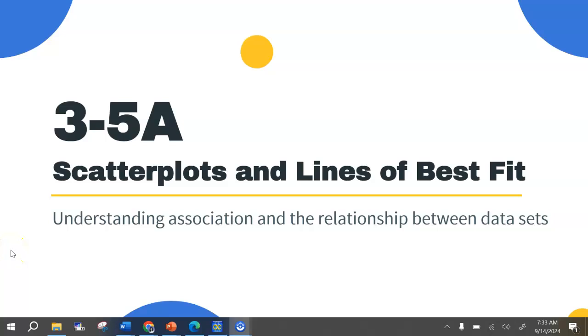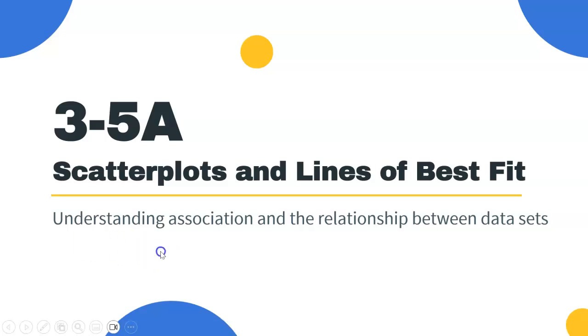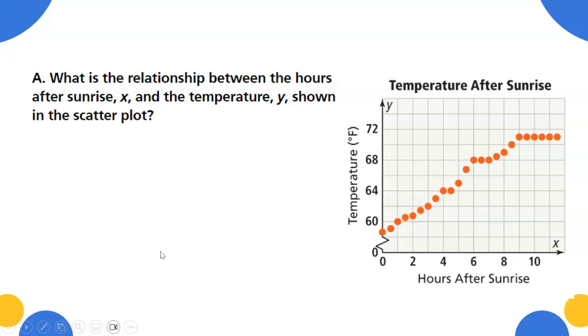Hello, here is a quick video on section 3.5a, which is going to be talking about scatter plots, their association, and the lines of best fit, or what we often call trend lines. As we get started, we're going to talk about some relationships that variables have.